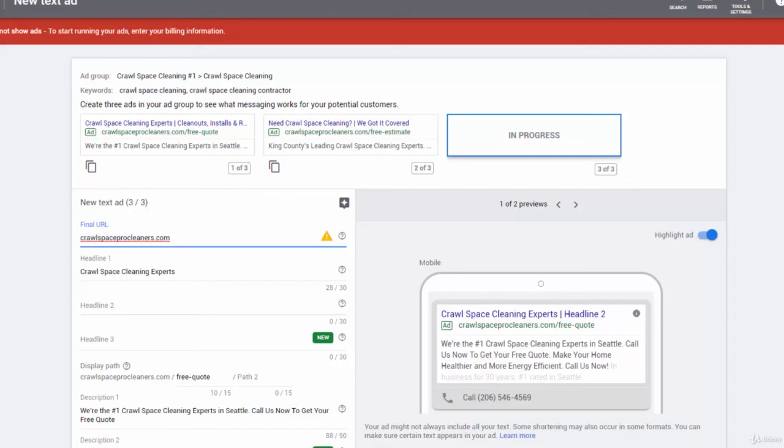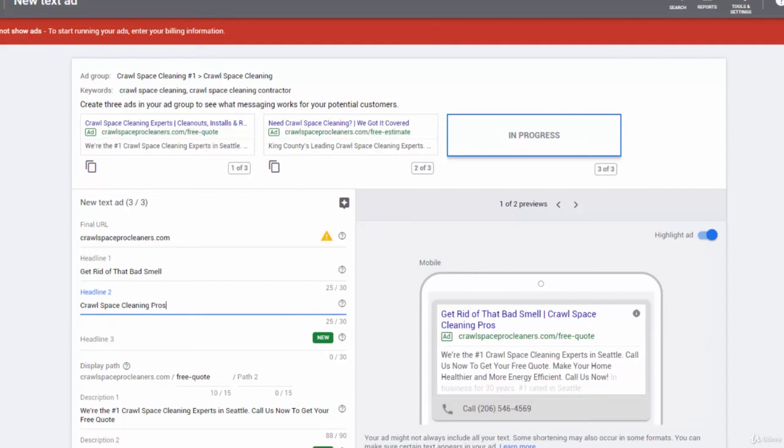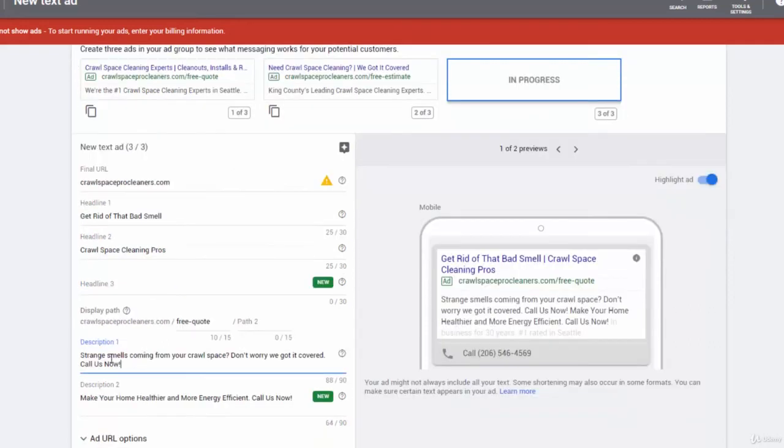All right, so now let's go ahead and add the direct benefit ad. Let's go to copy for the headline. Get rid of that bad smell. And then crawl space cleaning pros. Now let's get our description number 1. We have a question here: strange smells coming from your crawl space? Don't worry, we got it covered. Call us now. And then we have description number 2. Let's copy and add that in here. Okay, fantastic. So this is ad number 3. Get rid of that bad smell, crawl space cleaning pros.